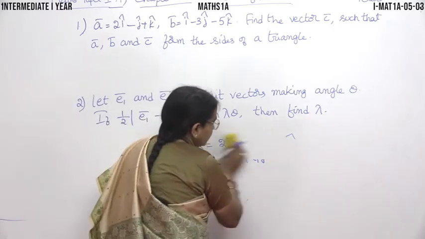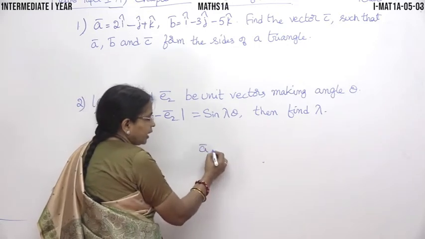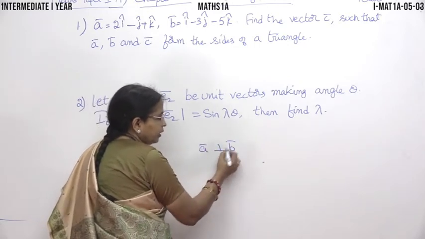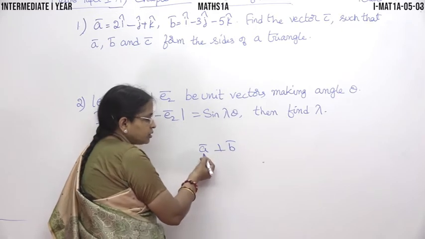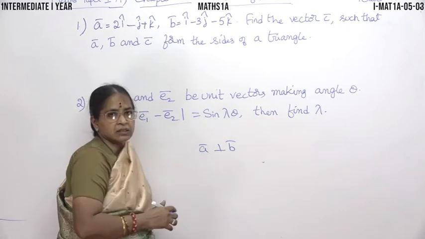Next, suppose that A and B are perpendicular. A and B are perpendicular, and A is a non-zero vector, B is also a non-zero vector. These two are vectors.